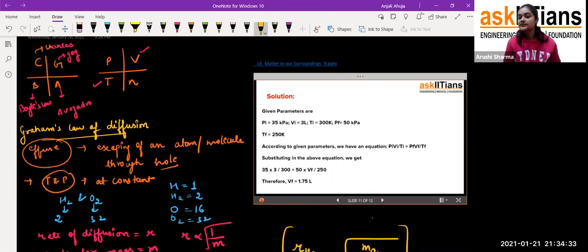According to the given parameters, we can use this equation, that is P1V1/T1 = P2V2/T2, the combined gas law. So substituting all of this, we get the final volume as 1.75 liters. So that's how, students, you can use all of these equations and formulas for solving the questions. But you have to remember that I represents the initial, that means starting. F means final, that means after some time the pressure is this, the volume is this, the temperature is this. So those are the laws which we have to cover in this chapter.